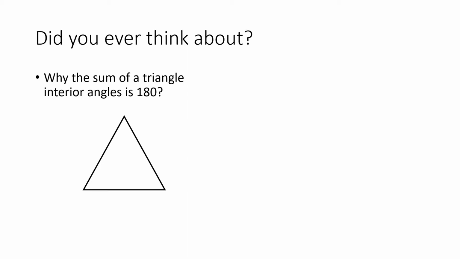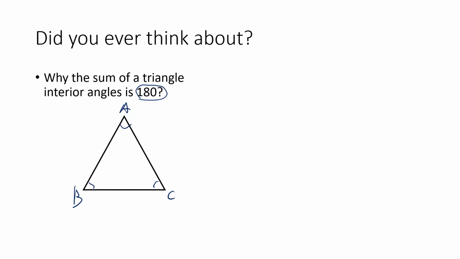Before everything starts, let's think about a very simple question. I think a lot of people know the sum of the triangle's interior angles, angle A, angle B, angle C, is 180 degrees. But I'm not sure if you ever think about why is this? Why is the interior angle sum of the triangle 180 degrees?